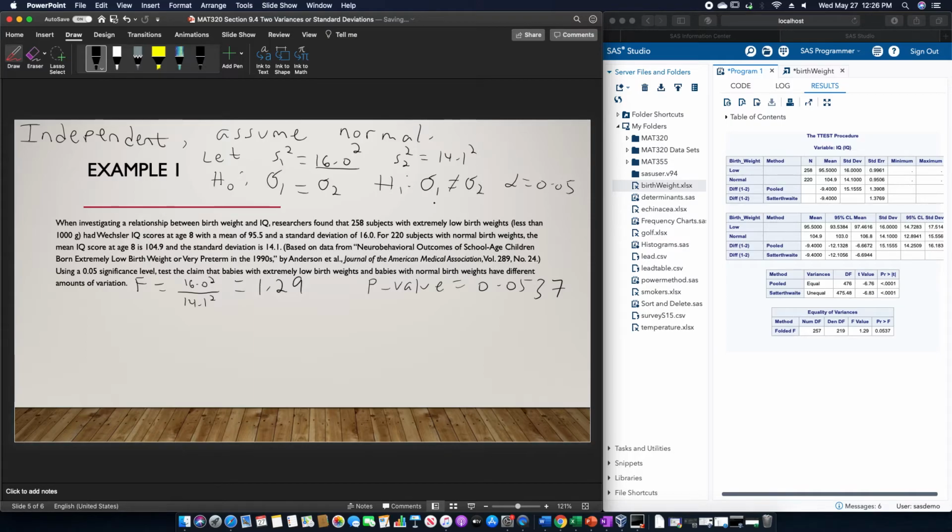And we can write out what this means. So at the 5% level of significance, the p-value there is greater than 5%, so there is not sufficient evidence to support the claim that the two populations have different amounts of variation, meaning that they are essentially speaking the same.